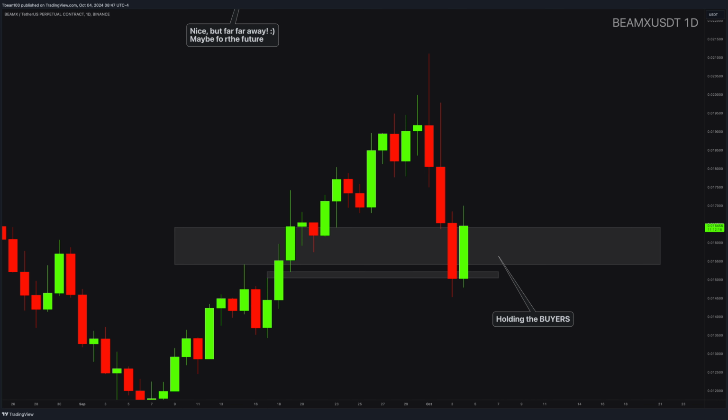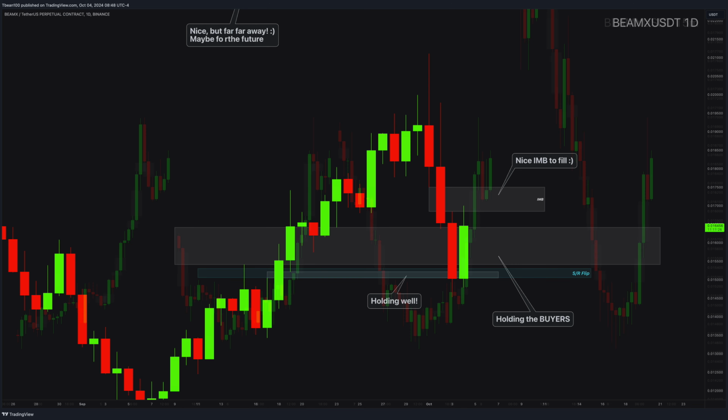Daily chart was similar to the weekly chart. This precise imbalance with small support and resistance flip area was holding the price really well. However, this time we had this great imbalance area to be filled, as you can see at the top. So my conclusion is this: there is a big fight between buyers and the sellers in this coin. I cannot really say one side is overly dominant over another.